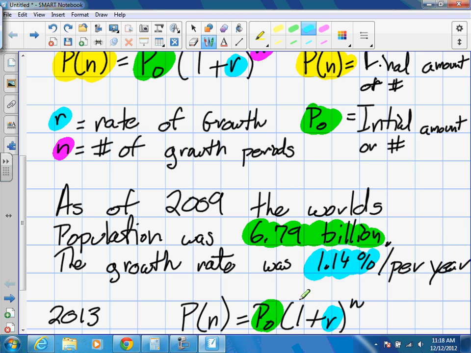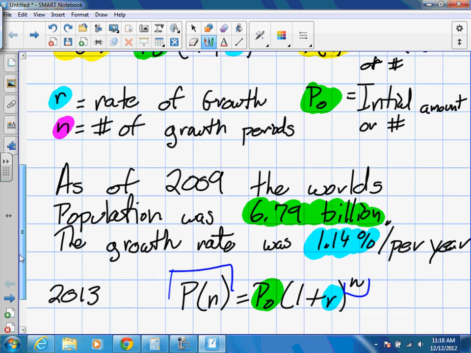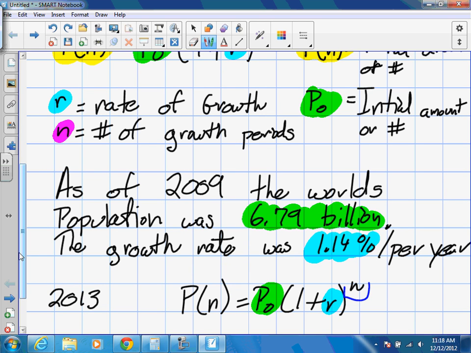Okay? Now, what is our PN? Our future amount. Yeah, 2013. And it's going to be an actual amount. So this is going to be our variable. We're going to be looking for this. We still don't know what it is yet. And N. N is the number of periods. Okay, so that might be a little tricky. What would the number of periods be? Number of years. So how many years have passed since 2009 to 2013? 4. So we're going to be calculating this over the course of 4 years.